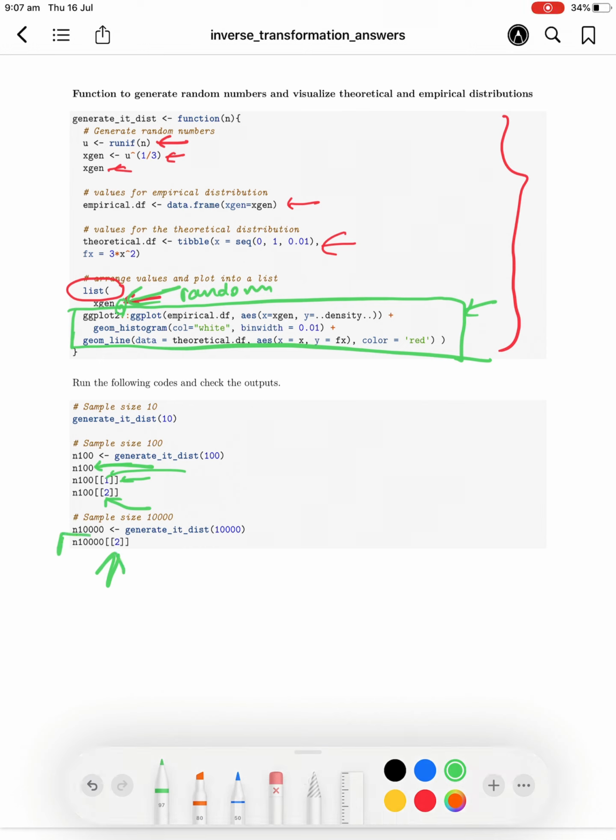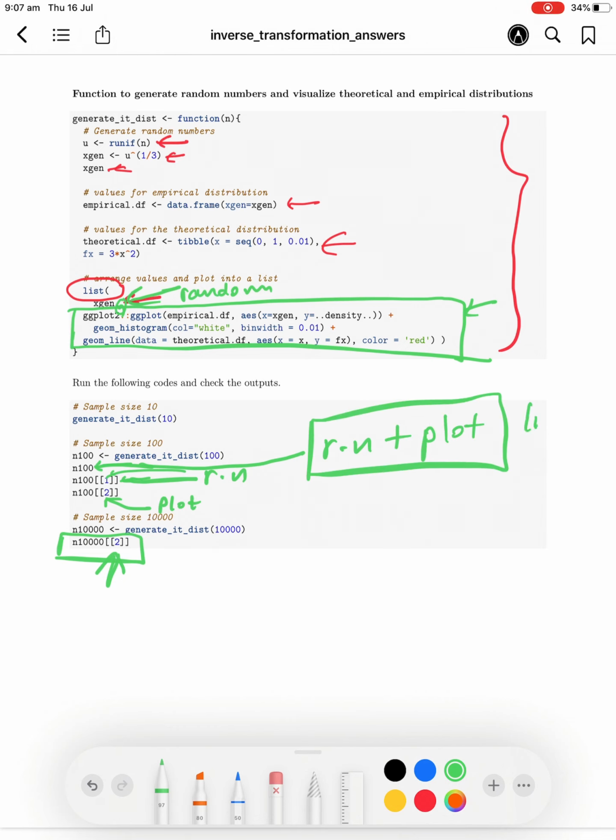So in this case, you will get the plot. Here you will get the random numbers. Here you are getting the plot. If you use just the command with 100, you will get both the random numbers and the plot. And here the output type is list. This one is the first element of the list. This one is the second element of the list.